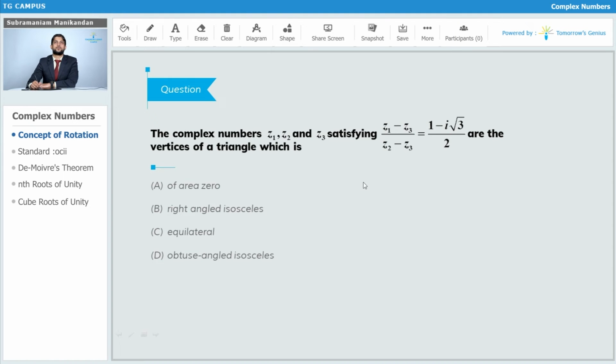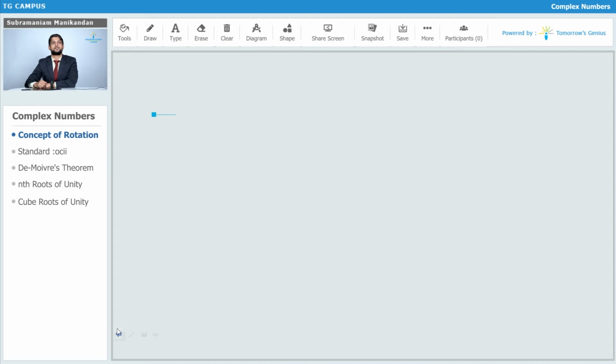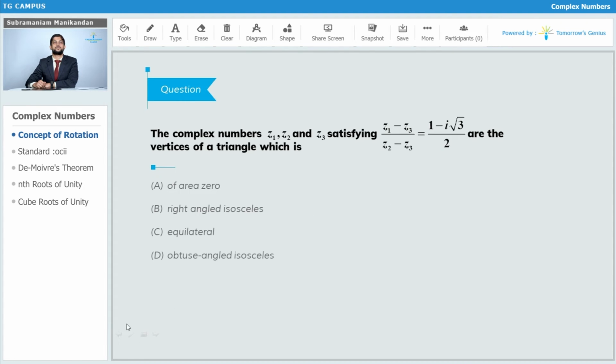Okay, so what do we have here? Suppose we have the three vertices of the triangle like this. So this is z1, this is z2, this is z3. So this would be z1 minus z3, that is the side z1 minus z3, and z2 minus z3. So this would be z2 minus z3.